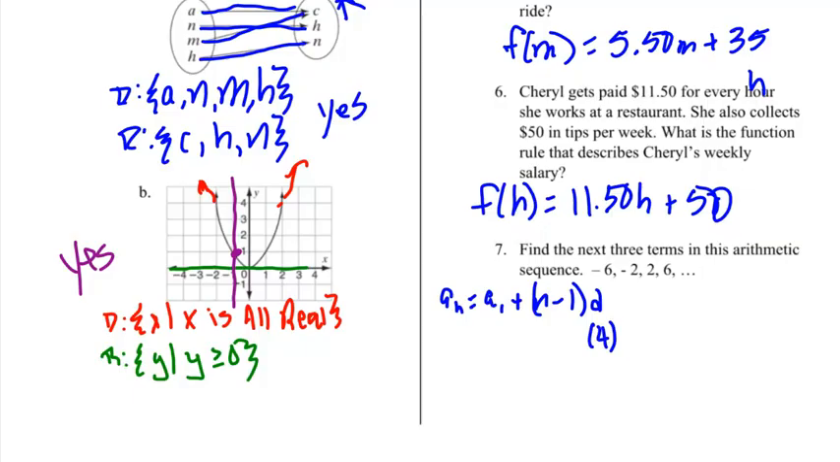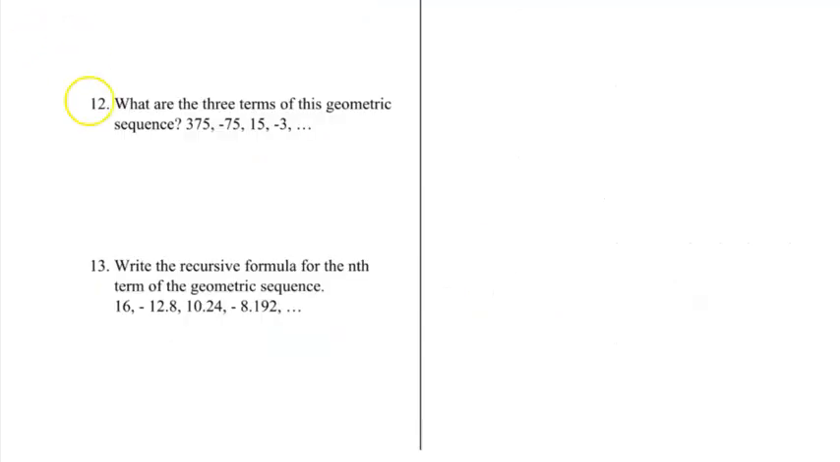So I'm not going to use that formula. I'm just going to use the common difference. So the next one, 6 plus 4, would give us 10. 10 plus 4 gives us 14. And 14 plus 4 gives us 18. So these would be the next 3 terms of our sequence. Moving on to our next problems.